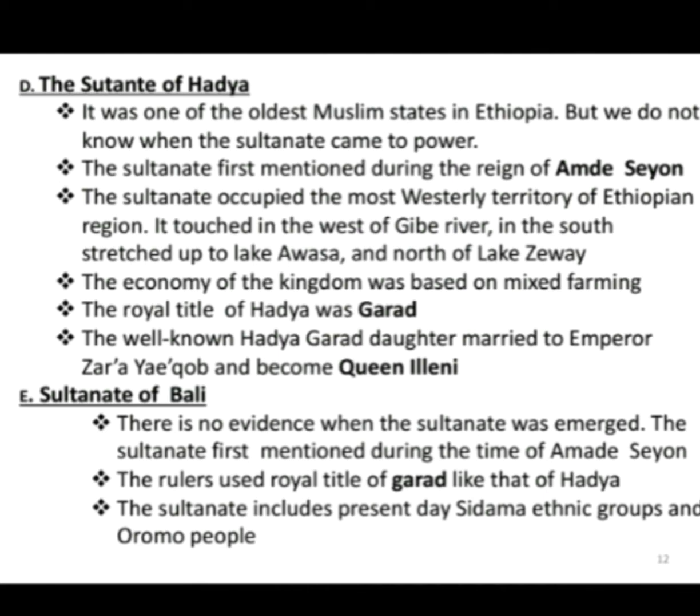The fifth sultanate in Ethiopia was Bale. There is no evidence about when the sultanate emerged. The sultanate was first mentioned, with the same history as Hadiya, at the time of Amda Tsion. It was mentioned then, but it was established before the advance of Amda Tsion. The ruler used the royal title Garad, similar to Hadiya. The sultanate included the present-day Sidama ethnic groups and Oromo people.